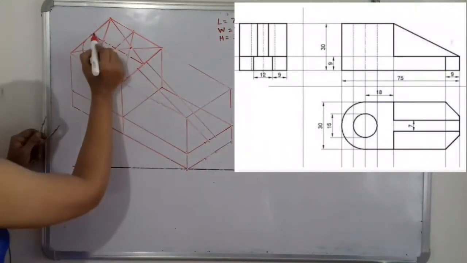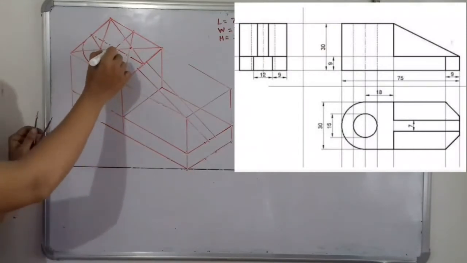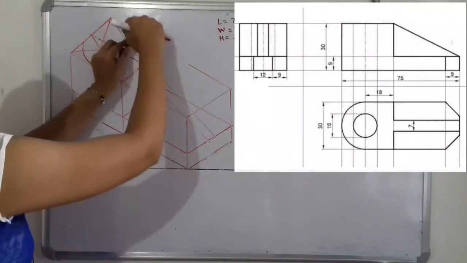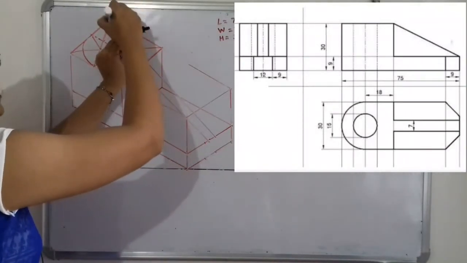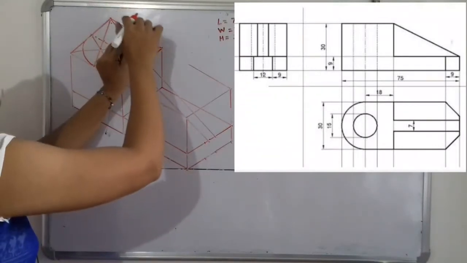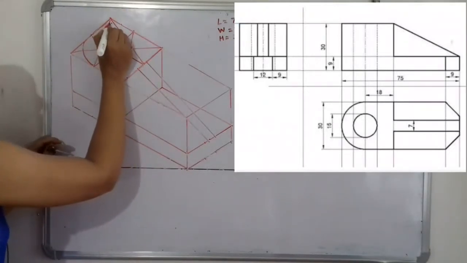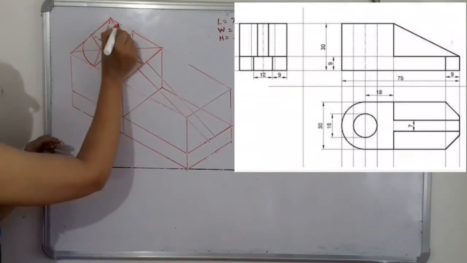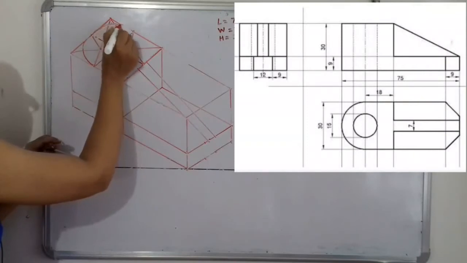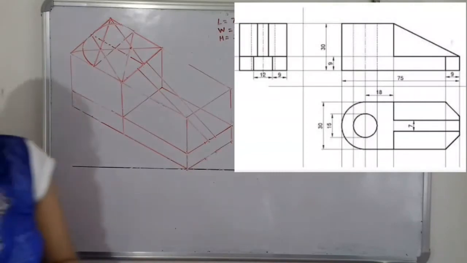Now what about this? We have to again join here. So here is the center that we have already selected. From this center we will take a distance equal to r, and we will join. With the help of compass we have to join this. So here this semicircle is getting completed.